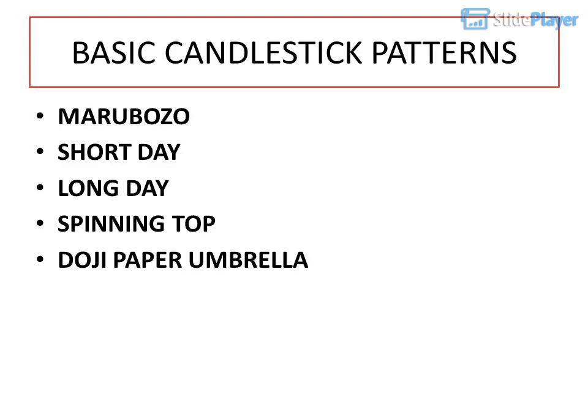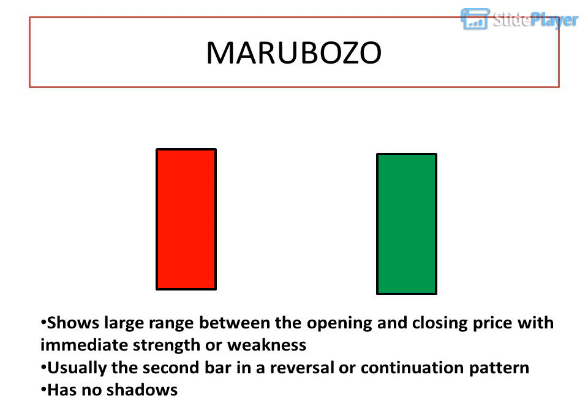Basic candlestick patterns. Marubozo. Short day. Long day. Spinning top. Doji. Paper umbrella. Marubozo shows a large range between the opening and closing price with immediate strength or weakness. Usually the second bar in a reversal or continuation pattern.